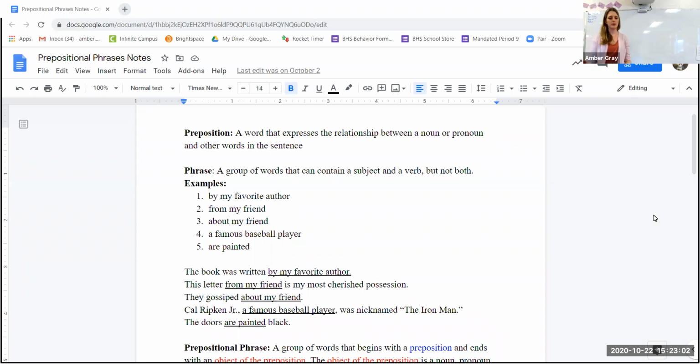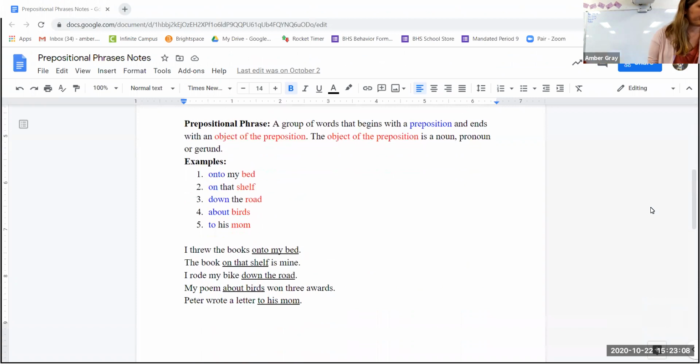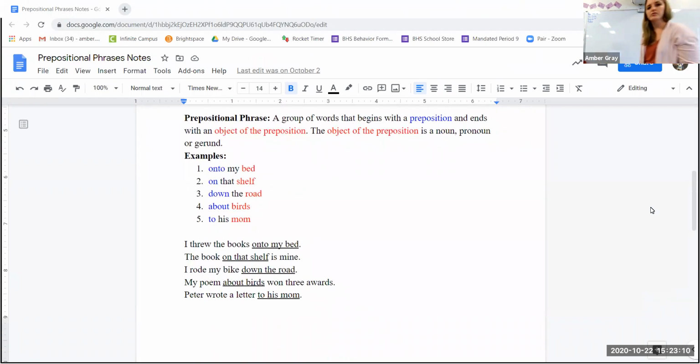But now what I want to talk about are particular types of phrases called prepositional phrases. So I'm going to scroll down a little bit. A prepositional phrase is a group of words that begins with a preposition and ends with an object of the preposition. The object of the preposition is a noun, pronoun, or gerund. You don't necessarily have to know what they are, but all of these function as nouns.